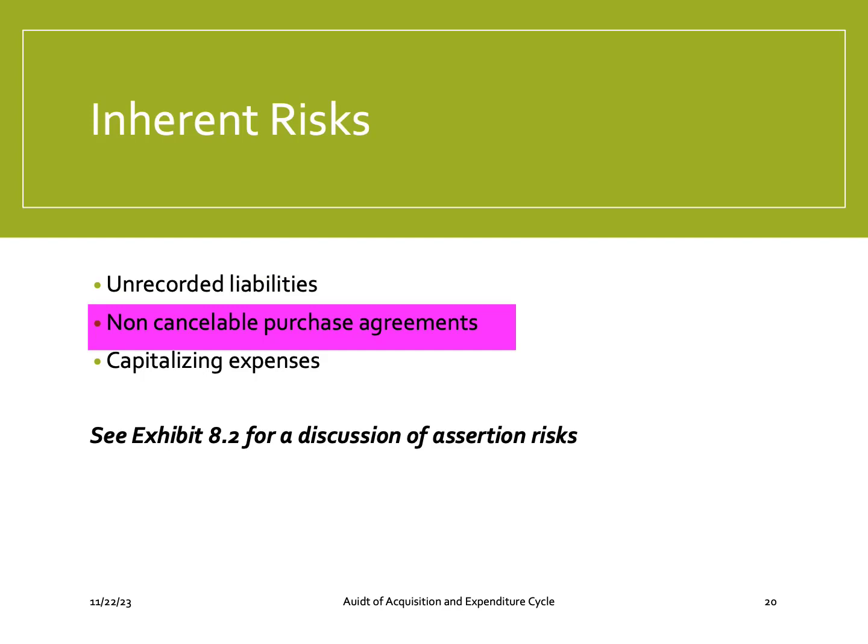A non-cancelable purchase agreement is a contractual arrangement between a buyer and a seller wherein the buyer commits to purchasing a specified quantity of goods or services, and the seller commits to delivering those goods or services at predetermined terms and conditions. The key characteristic of a non-cancelable agreement is that the buyer is obligated to fulfill the terms of the contract and cannot easily cancel or terminate the agreement without incurring significant penalties or costs.